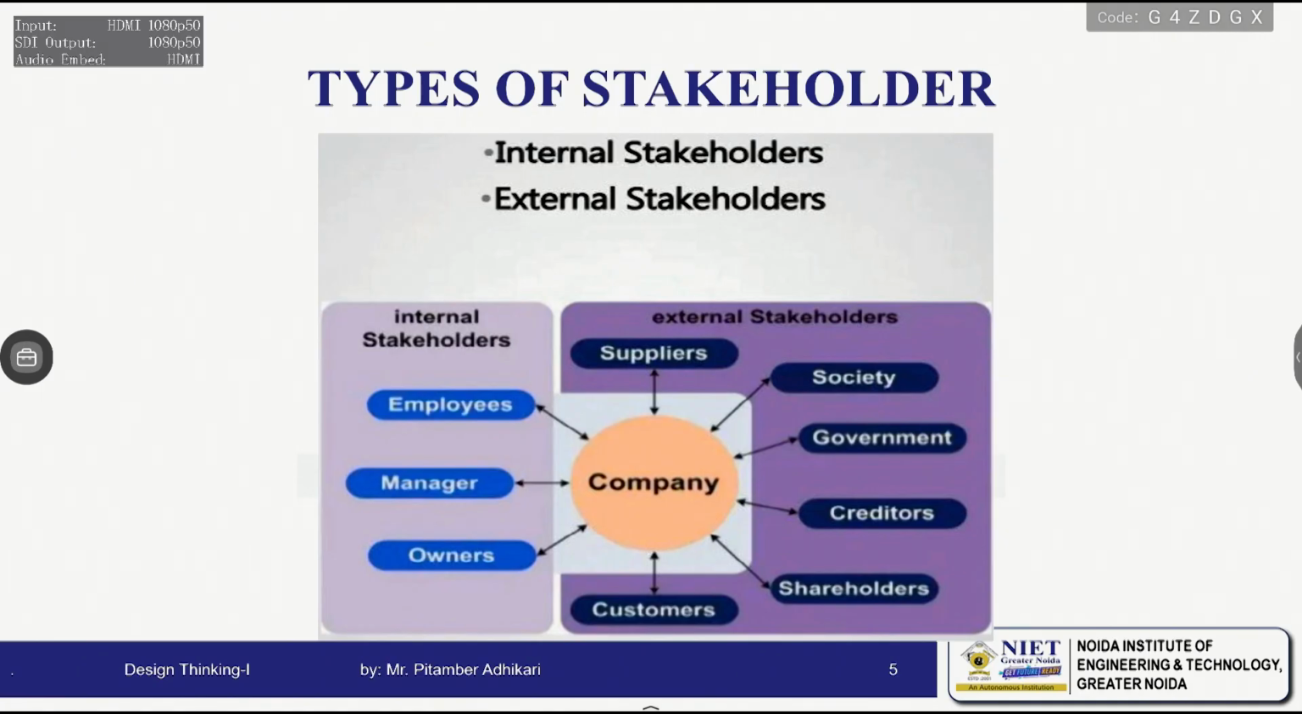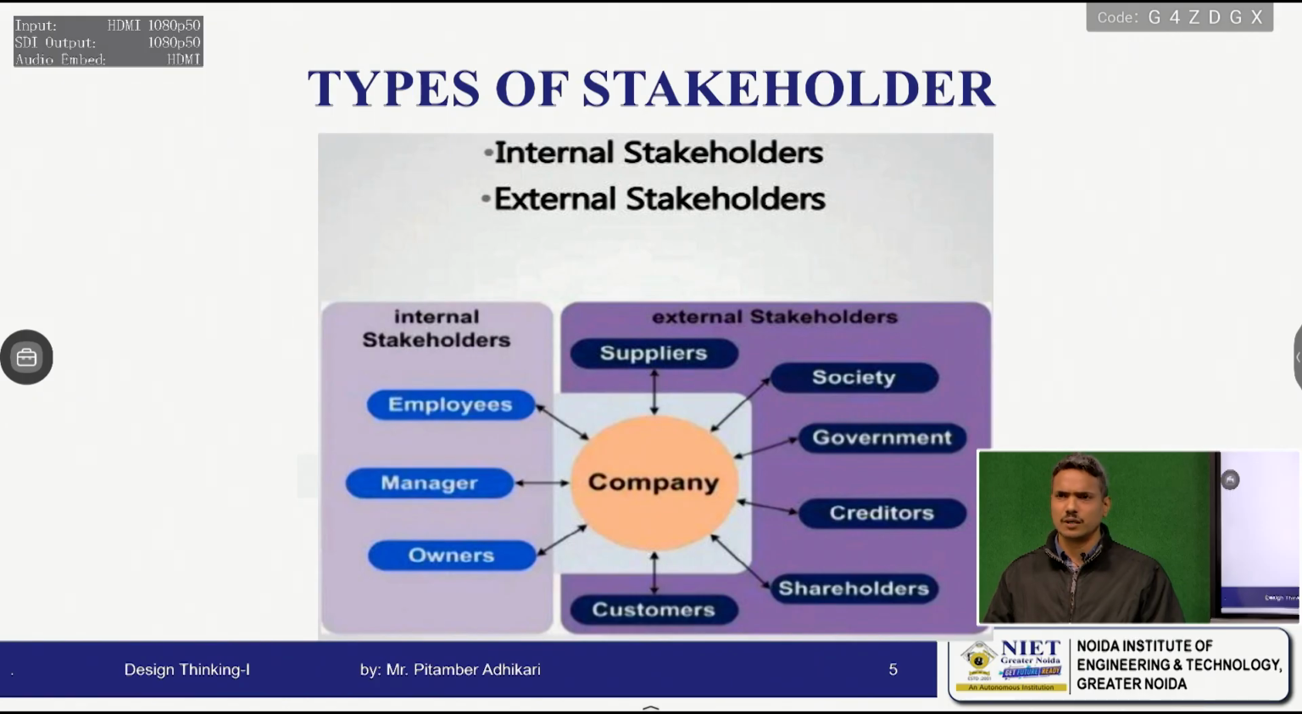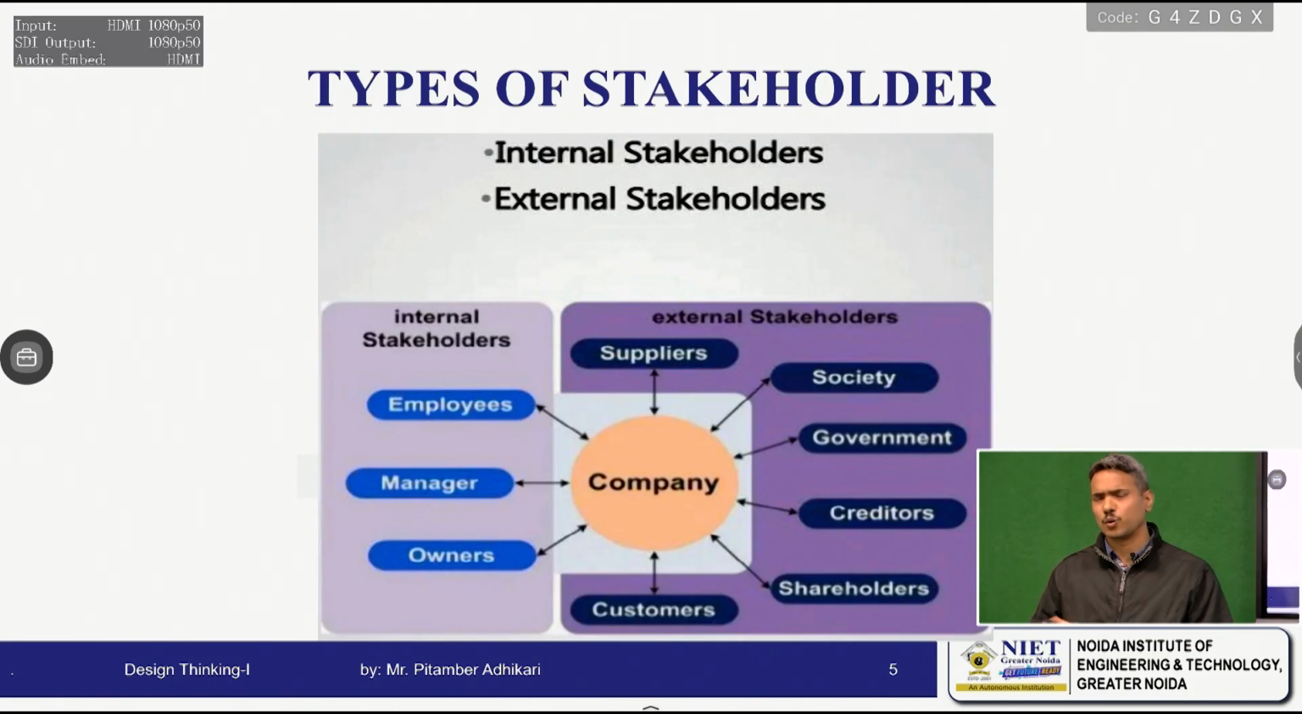If we talk about internal stakeholders, we have the employees who are working with that organization, and different managers like CEOs and general managers, and the owners. All these fall in the category of internal stakeholders. And if we talk about external stakeholders, there are different suppliers who supply software or hardware material, whatever is required by that organization or project. Suppliers and vendors come in the category of external stakeholders.